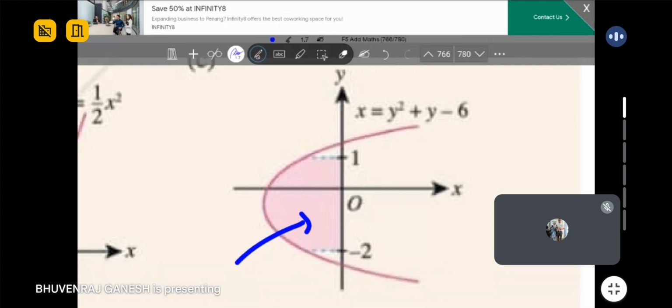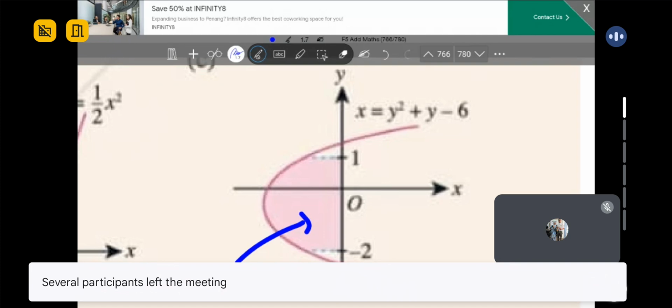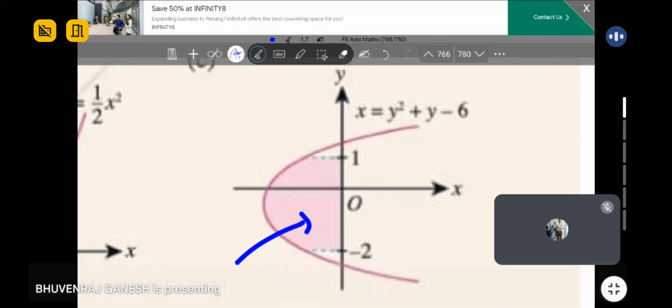Positive and left side is negative. Not so clear. Can you like type your question? Easier for me. Your voice like not so clear.